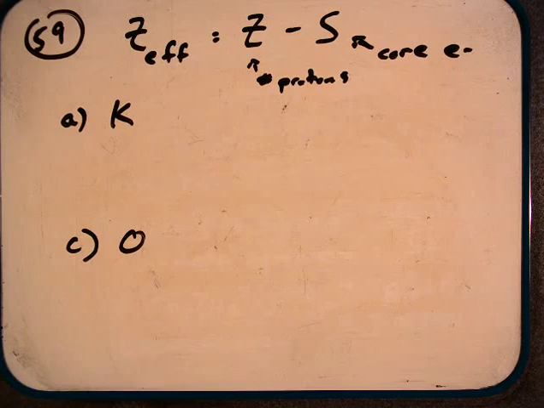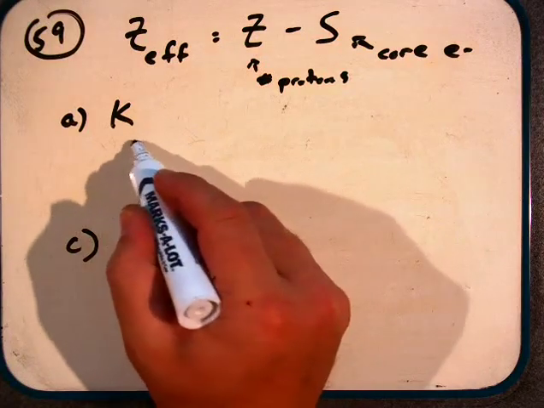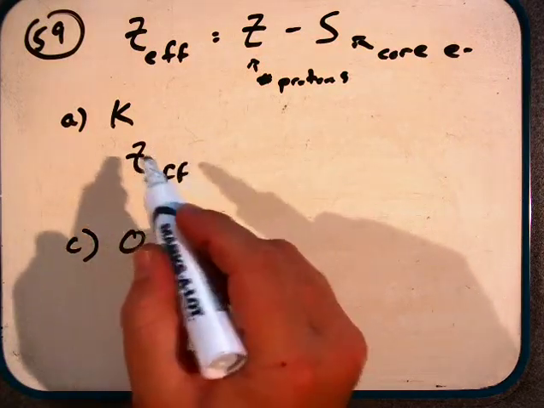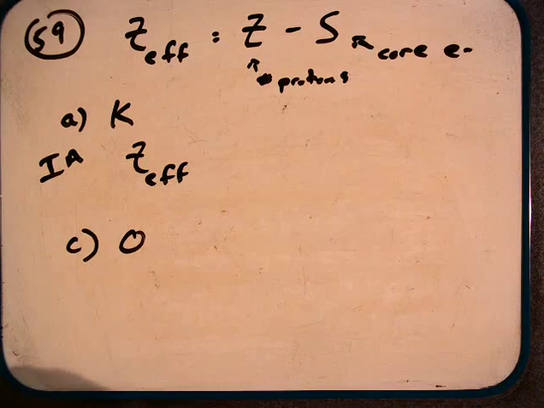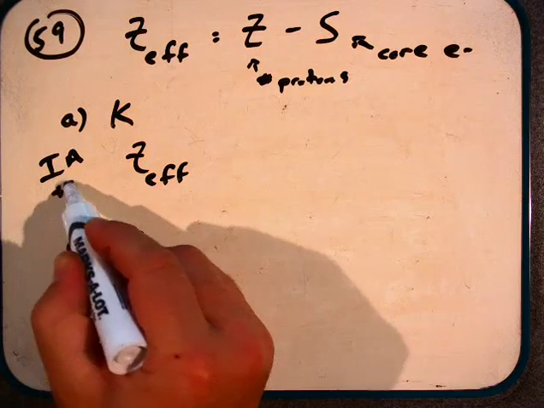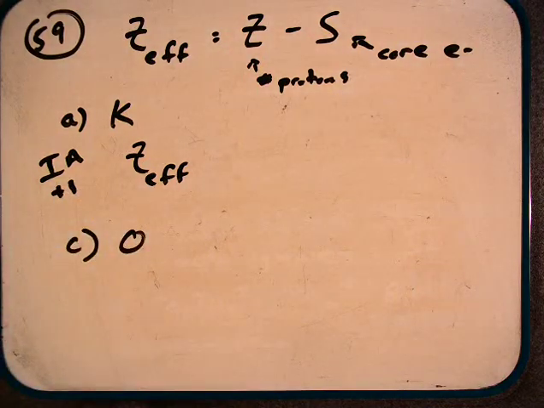This is another value that we can get from the group number. Not only is the group number a way to know right off the bat how many valence electrons there are, it also tells you what Z effective actually is. And so for potassium, if we're calculating Z effective, we see that potassium is in group 1A, and we already know from nomenclature early on that potassium likes to have a +1 charge. That's really describing Z effective.